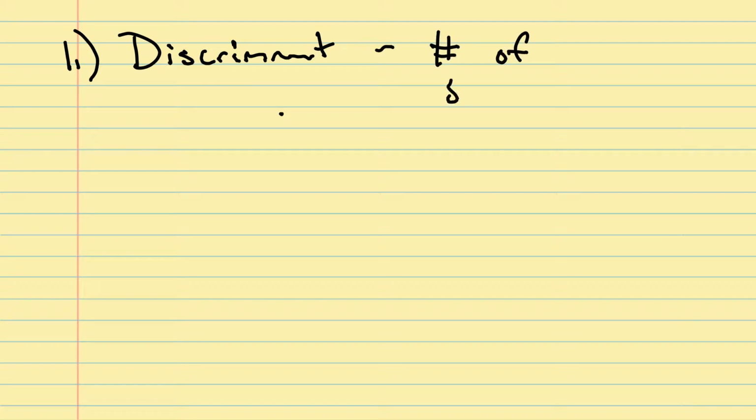One, you can use the discriminant of a quadratic equation to determine the equation's number and type of solutions. So the discriminant tells us the number of solutions and the type of those solutions. Right.